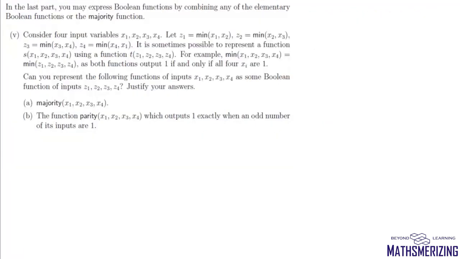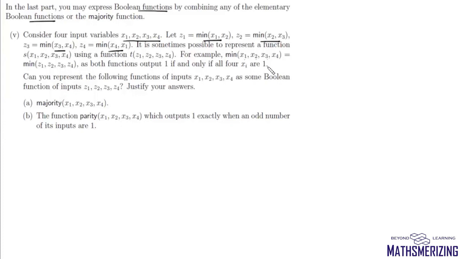Now in this fifth part, it says we may express Boolean functions by combining any of these elementary Boolean functions or the majority functions. It says consider 4 input variables x1, x2, x3 and x4, and let z1 be minimum of x1, x2, z2 be minimum of x2, x3, z3 be minimum of x3, x4 and z4 be minimum of x4, x1. It is sometimes possible to represent a function of x1, x2, x3 and x4 using a function t of z1, z2, z3 and z4. For example, minimum of x1, x2, x3 and x4 is the same as minimum of z1, z2, z3 and z4, as both functions output 1 if and only if all the 4 inputs are 1.